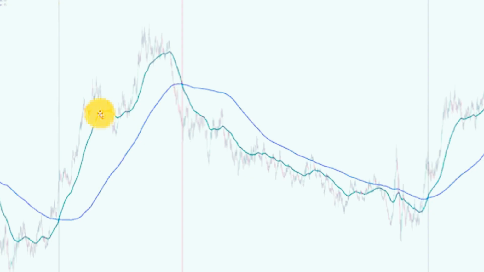Whenever you see such a cross, this determines the trade direction for the lower time frames.